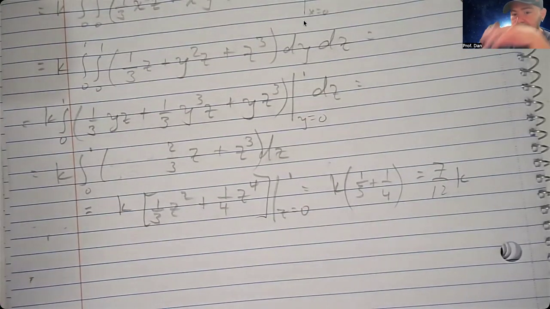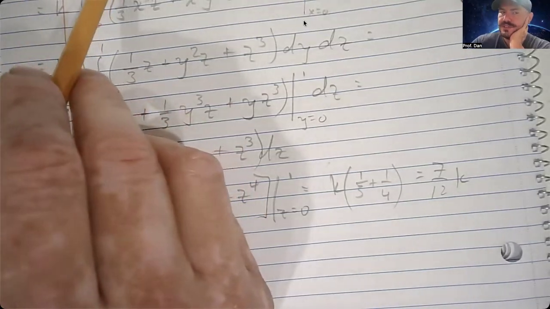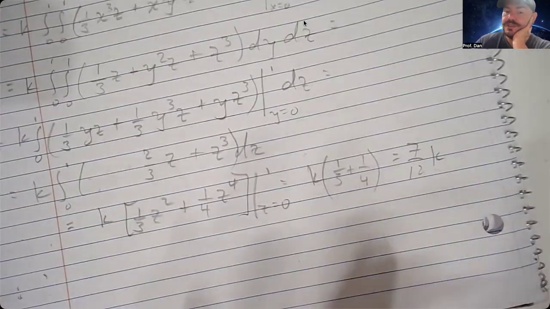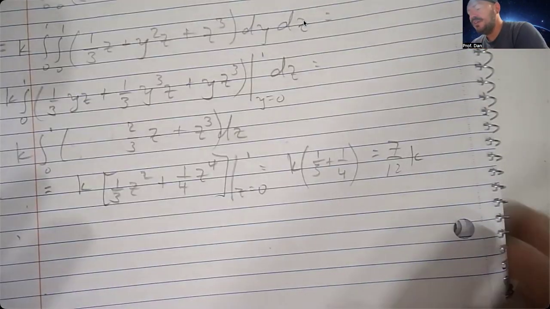And if I divide that by the mass k, then I get 7/12 as the z coordinate for the center of mass. So a way to remember that is whatever you multiplied rho by, that's the coordinate that you're going to get with it. So then, next one.